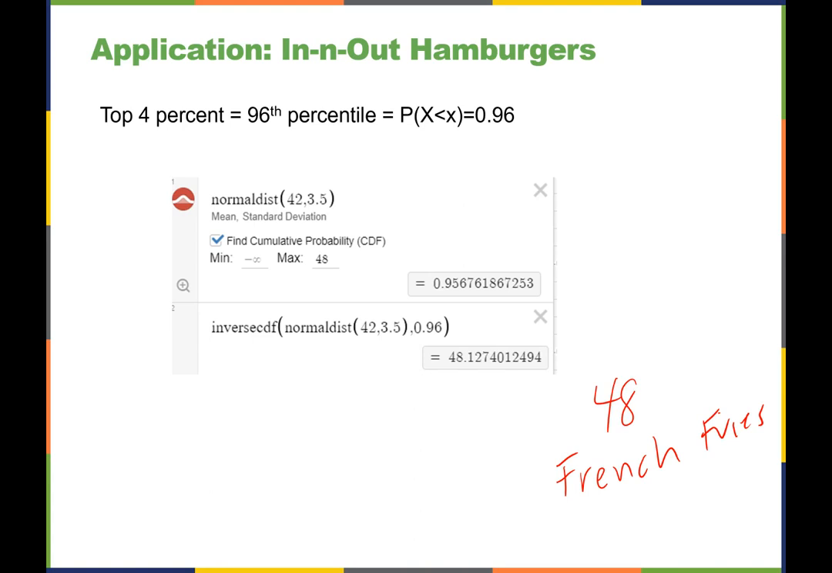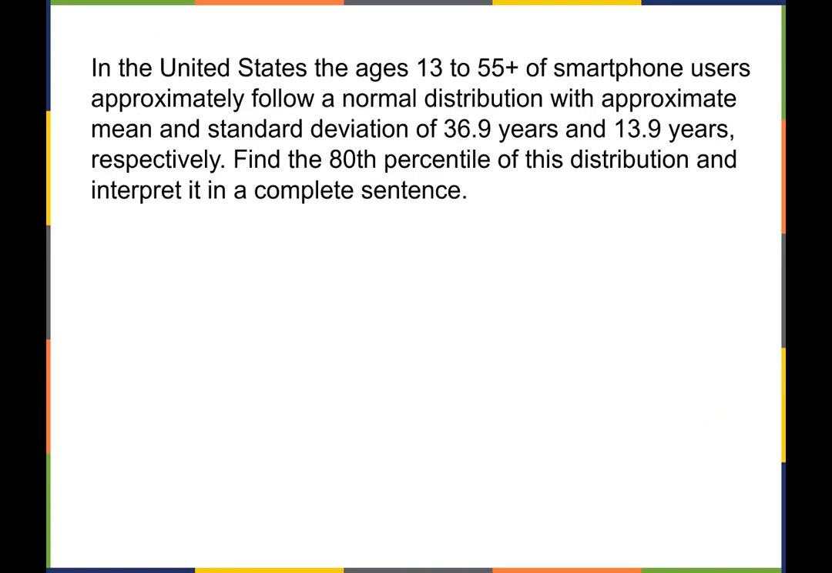All right, let's try another problem with this. In the United States, the ages 13 to 55 plus of smartphone users approximately follow a normal distribution with approximate mean and standard deviation of 36.9 and 13.9, respectively. Find the 80th percentile of this distribution and interpret it in a complete sentence. I would like you to pause the video right now, go to Desmos, find the 80th percentile for this new normal distribution, and then come back and interpret the 80th percentile.